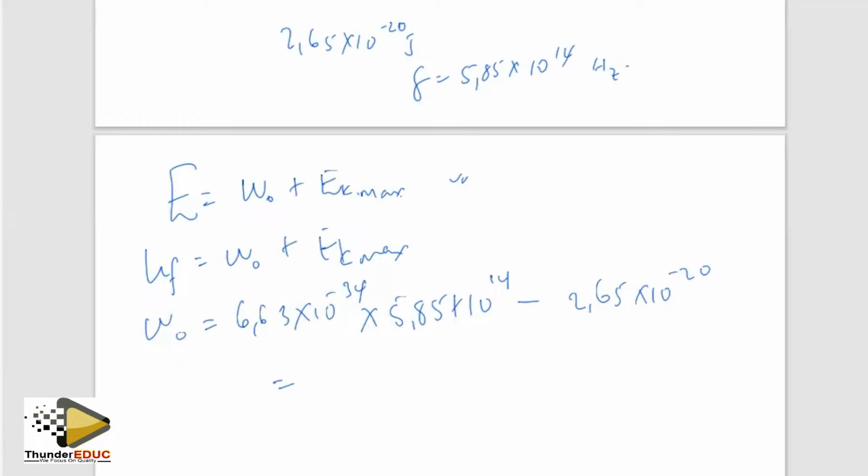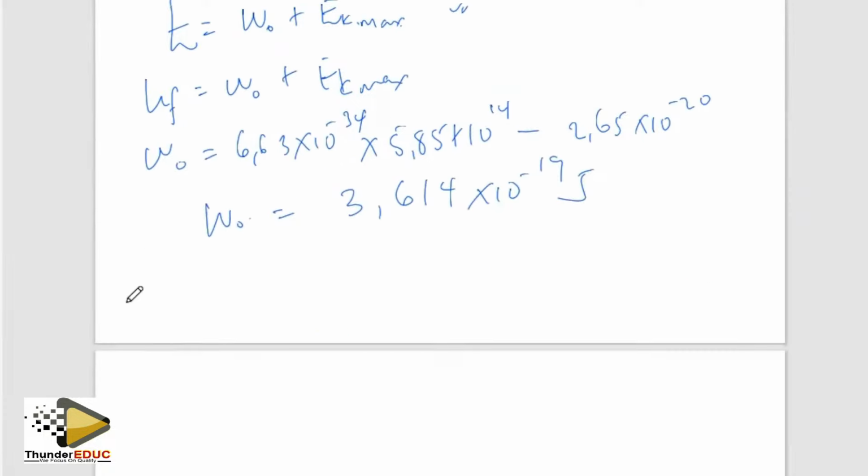So 6,63 times 10 to the negative 34, times 5,85 times 10 to the 14, minus 2,65 times 10 to the negative 20. Okay, so I'm ending up with 3,614 times 10 to the negative 19 joules. So that is my W naught.